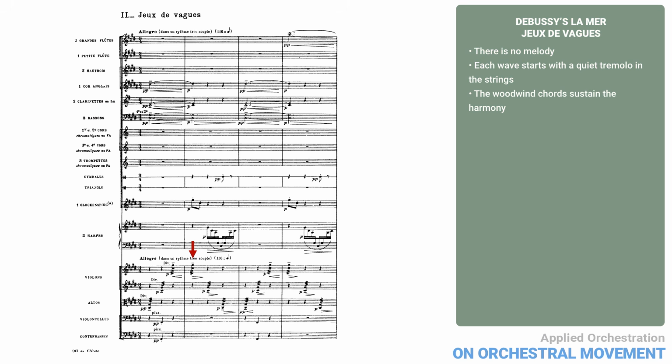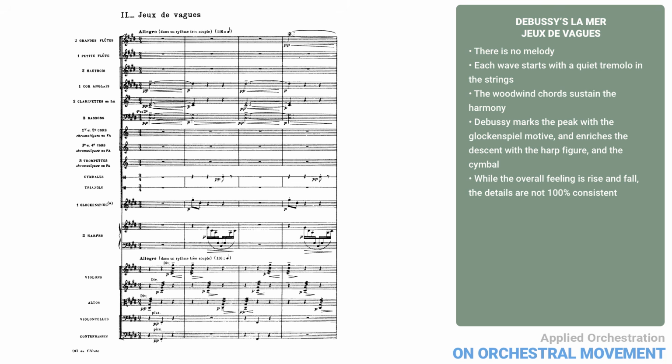As the strings start to descend, the higher woodwinds disappear. In the second phrase, Debussy adds 2 flutes sustained, enriching the higher register. Also note how Debussy marks the peak with the glockenspiel motive, and then enriches the descent with the harp figure and the cymbal. While the overall feeling is rise and fall, the details are not 100% consistent.